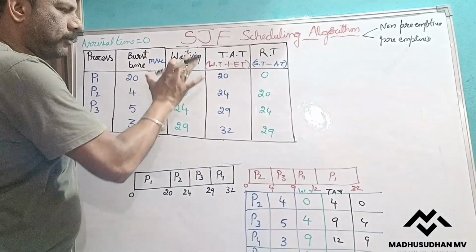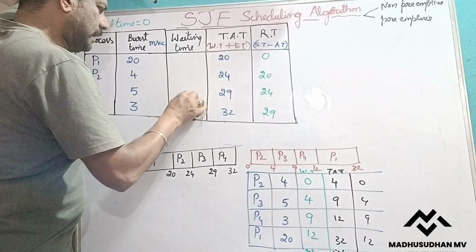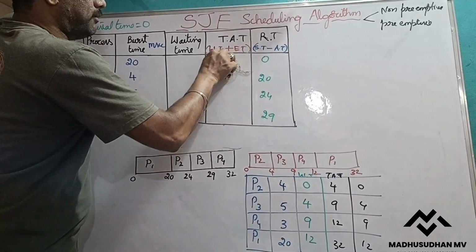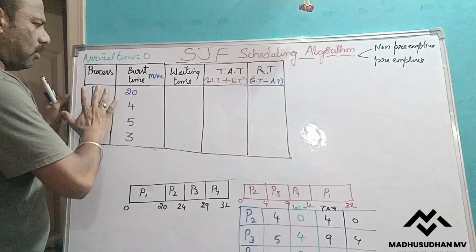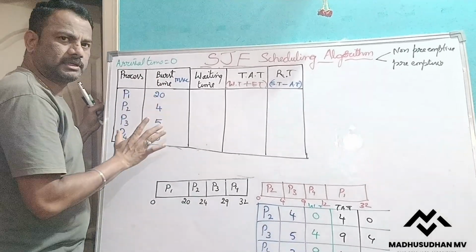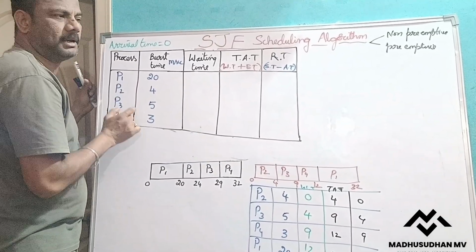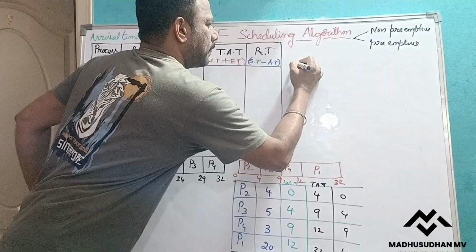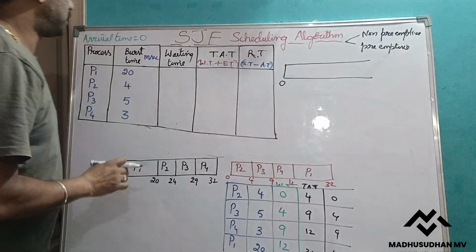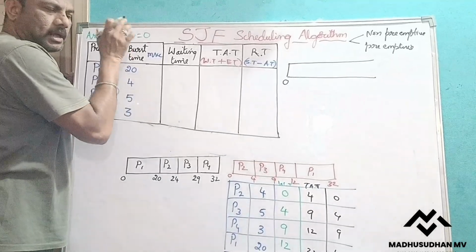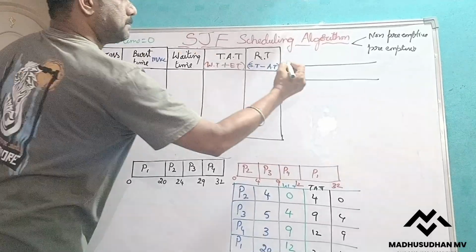Now let us apply shortest job first. What does shortest job first say? Execute first the process which requires the least time. Among these, which process takes the least time? P4 requires only 3 milliseconds. So I write the Gantt chart here. Start with 0, because all arrived at time 0. Among these 4 processes, P4 requires the least time, so start with P4.